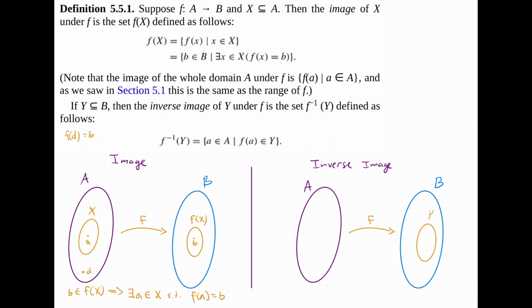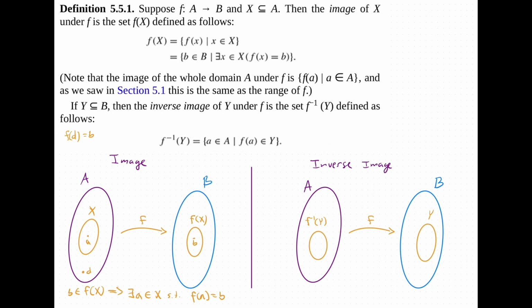But now let us investigate the inverse image. So with the inverse image, we have the same picture, except that now we're concentrating on B, and we have a subset Y of B. And now, when we talk about the inverse image of Y under f, that's going to consist of those elements a in A such that f of a is in Y. So, if we take f inverse of Y, now this is going to be a subset.